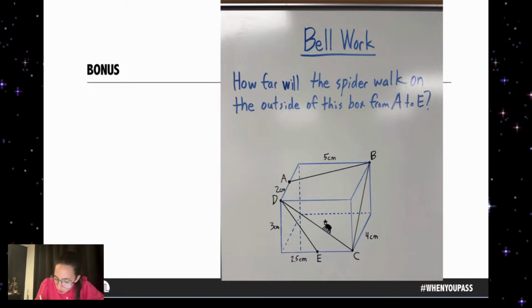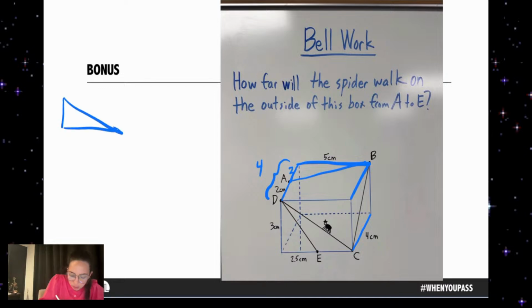So I need to figure out what this distance is, but that creates a triangle. If this side is 2, then this is also 2. Not because it looks like 2, but because this is 4, which means that this is 4, which means that this entire thing is 4. So I have a triangle that has 2 and 5, and I'm looking for this question mark.